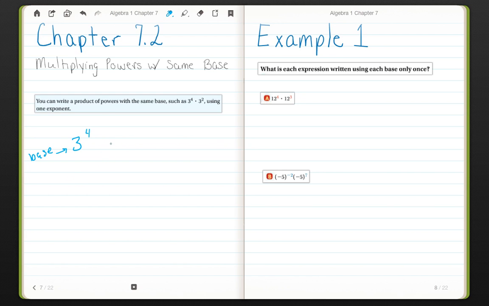So 3 to the fourth times 3 squared is going to equal 3 to the sixth power. You're going to add the exponents. So when you are multiplying two powers with the same base, add the exponents.